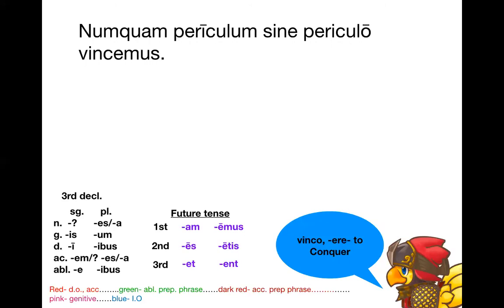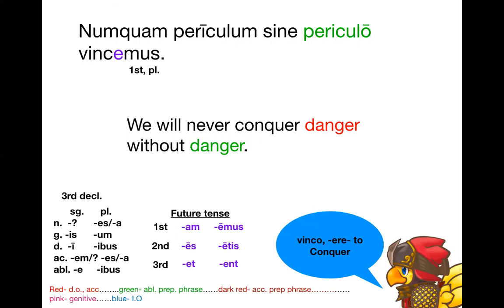We will never conquer, Elijah, turn around. Never conquer sine periculo, danger without danger. Periculo is not money, not pecunia. It's just danger, a second time. It's supposed to sound kind of like a paradox. He's saying you have to fight fire with fire. So the first periculum is a direct object, and the second one is an ablative singular. So we will never conquer danger without danger. We will never conquer Malachi without Malachi. Only Malachi can lead to his own undoing. He holds the key to his own destruction.